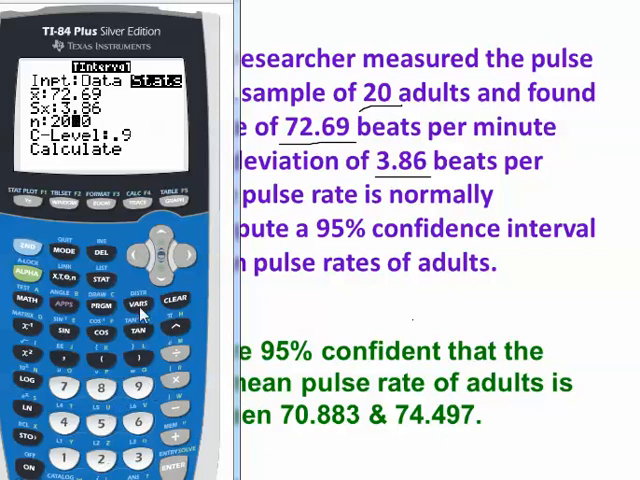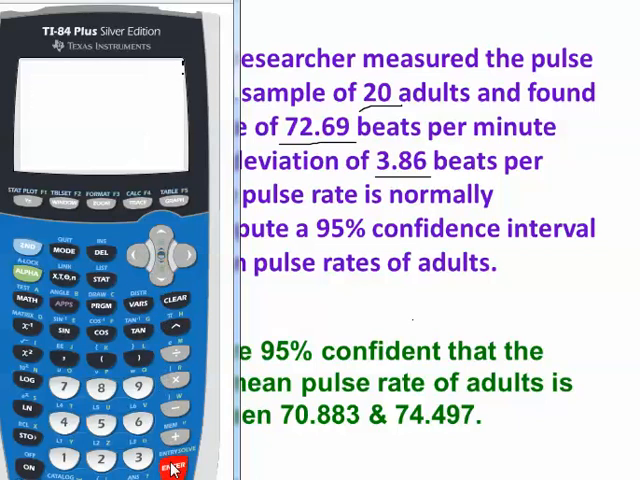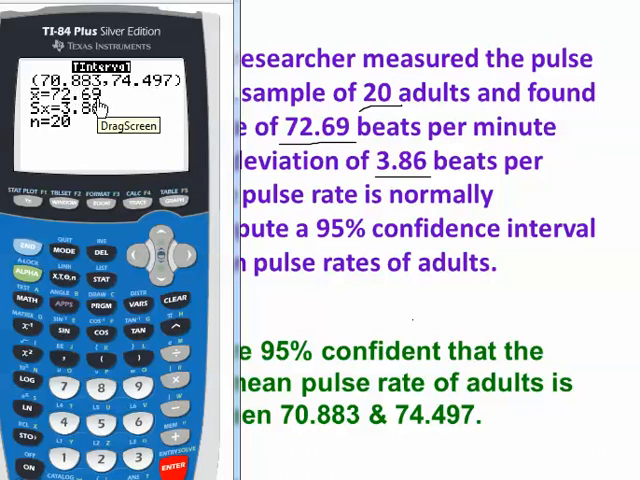Calculator being mean to me. Our confidence level, they wanted 0.95, so I'm going to put 0.95 in there, and I'm going to hit calculate. When I do that, it comes up with the same interval here, 70.883, 74.479. It gave me the x bar, the s, and the n back, but it actually calculated the t interval for us.